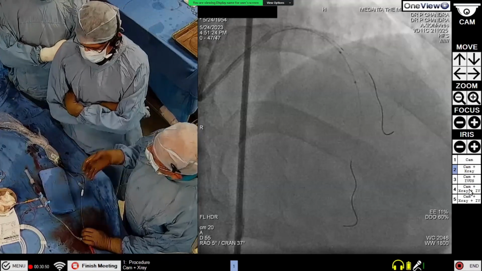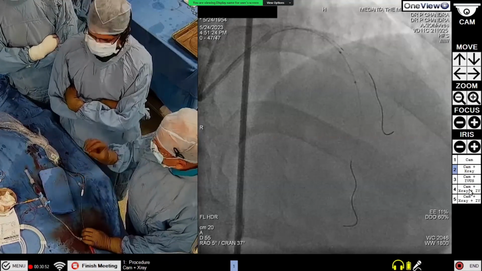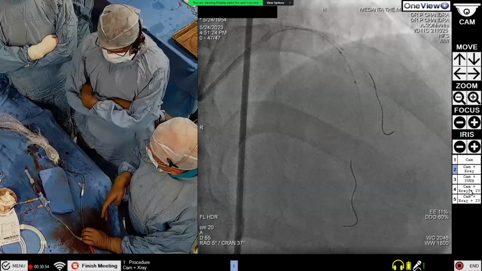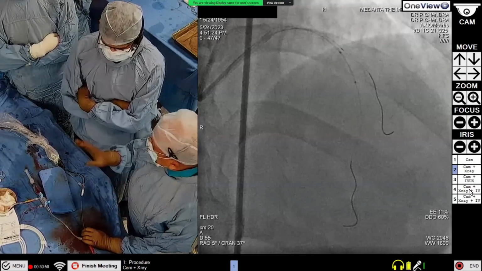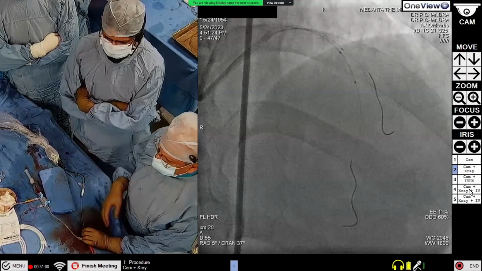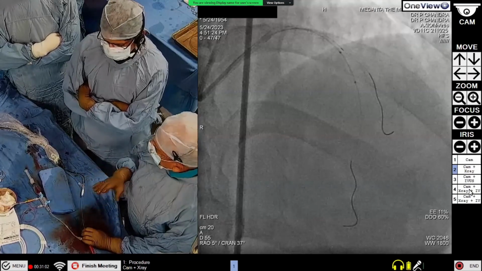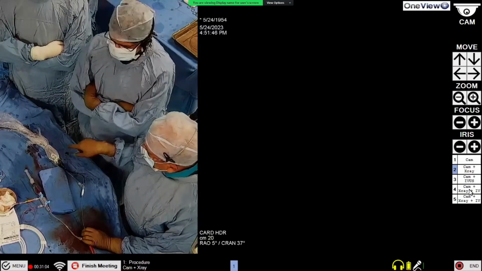So sometimes people are scared when they see such small dissections here and there. But we have seen that even if you leave a type B dissection, sometimes or many times, they will never thrombose if the lumen is good, if this is non-occlusive. Okay, go up, please.